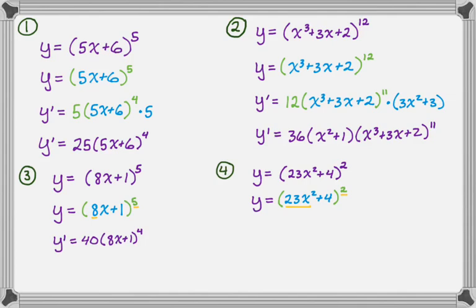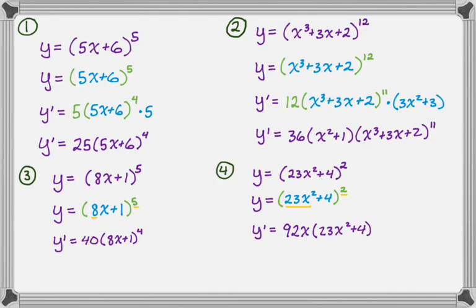So the coefficient here is going to be 46x times 2. So y prime, I'm going to have a 92x, because that's 46x times 2, and then times the quantity 23x squared plus 4 to the first power. So what I did was I brought the 2 down, the thing to the first power, and then times the derivative of the thing. The derivative of the thing was 46x, so 2 times 46, 92, x, and then the quantity 23x squared plus 4. So it's harder to talk about than it is to do.